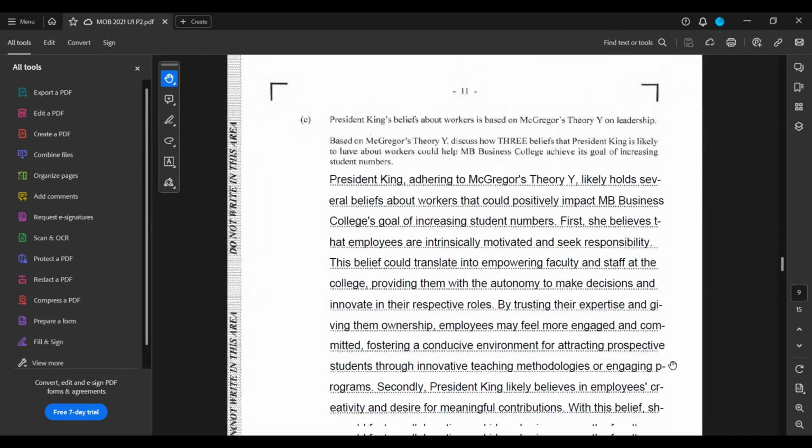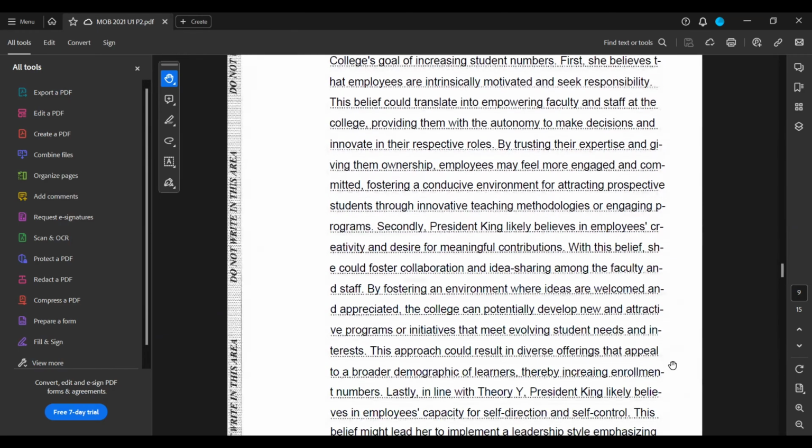engaging programs. Secondly, President King likely believes in employees' creativity and desire for meaningful contributions. With this belief, she could foster collaboration and ideation among the faculty and staff. By fostering an environment where ideas are welcomed and appreciated, the college can potentially develop new and attractive programs or initiatives that meet evolving student needs and interests. This approach could result in diverse offerings that appeal to a broader demographic of learners, thereby increasing enrollment numbers.